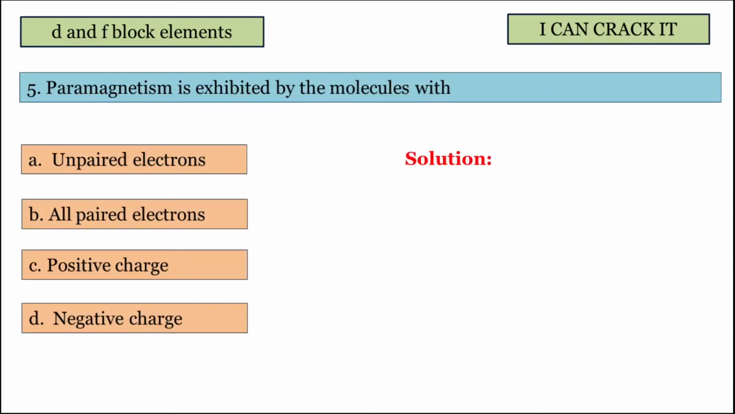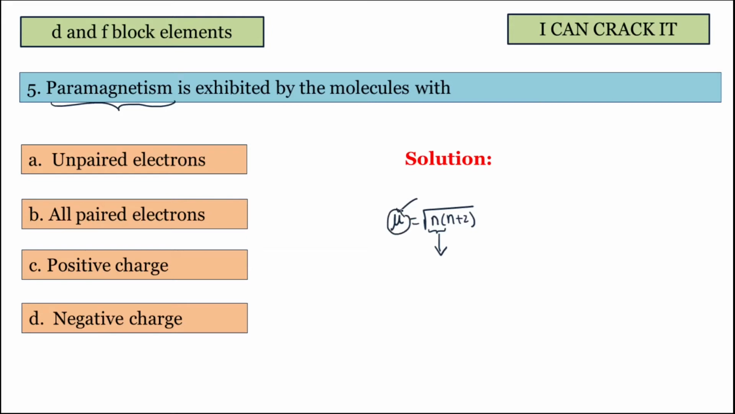Paramagnetism is exhibited by the molecules with, it is similar to the previous question. Exactly contradictory. Right, paramagnetism is exhibited by which elements? See, if you have unpaired electrons, because mu is given by what? Root n into n plus 2. Now here n is the number of unpaired electrons. If you have unpaired electrons, you will get some value of mu. Mu tells you the magnetic moment, spin only magnetic moment.